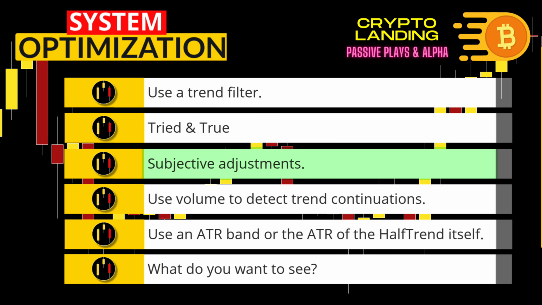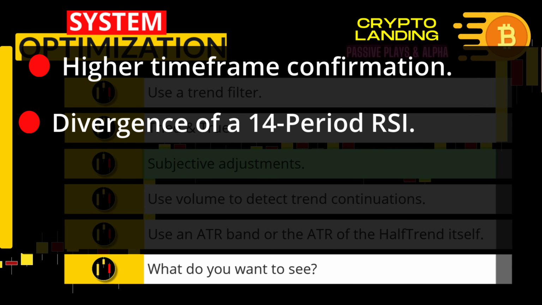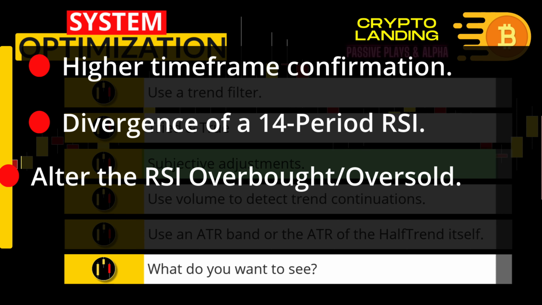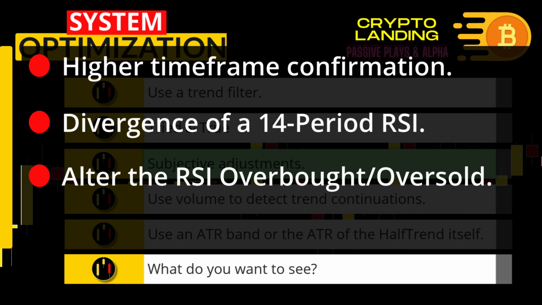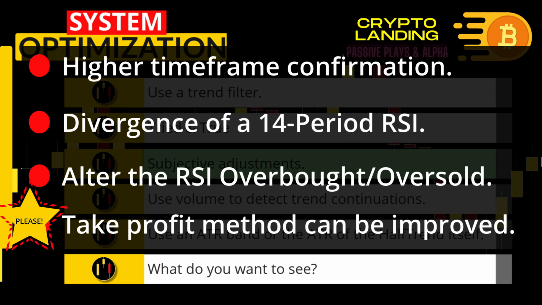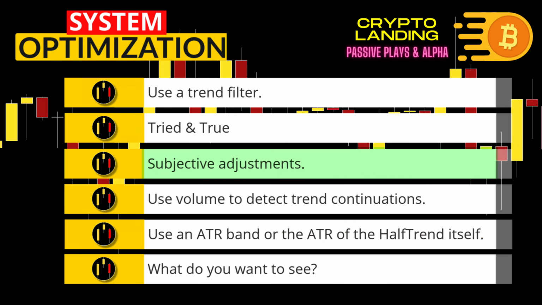Some additional items to consider are using a higher time frame confirmation, identify divergences on the RSI with default settings, and alter the overbought and oversold levels based on the chart you are trading, in addition to using a more profitable take profit method that allows you to capture more profits.